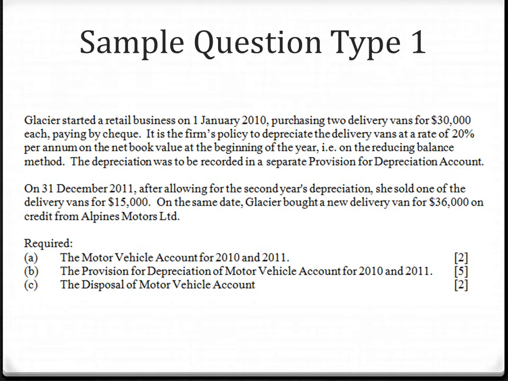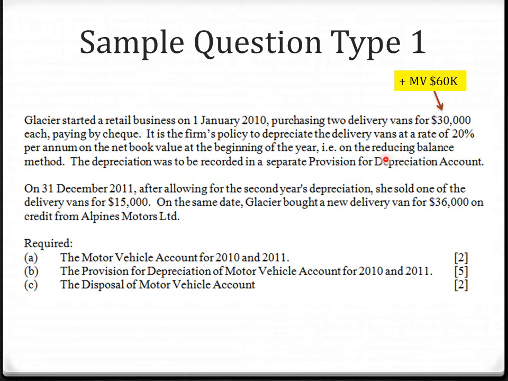So how much does that work out to? 30K times 2, right? So 60K. Because you bought, you have more motor vehicles. So plus your MV on the debit side. Clear? Okay. It is the firm's policy to depreciate the delivery van at a rate of 20% per annum on the net book value at the beginning of the year. This is also known as the reducing balance method.